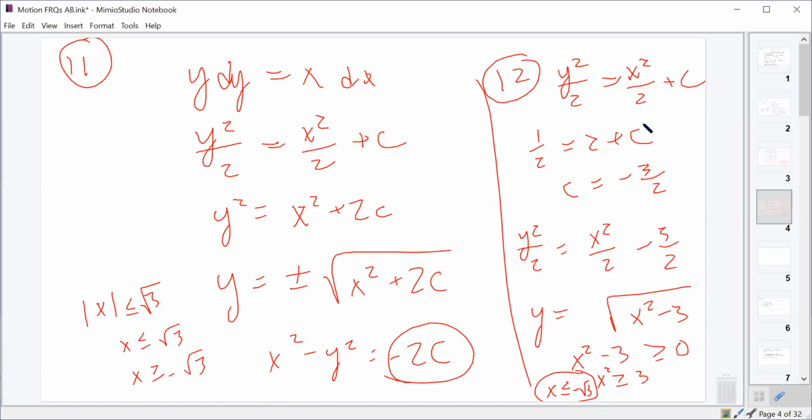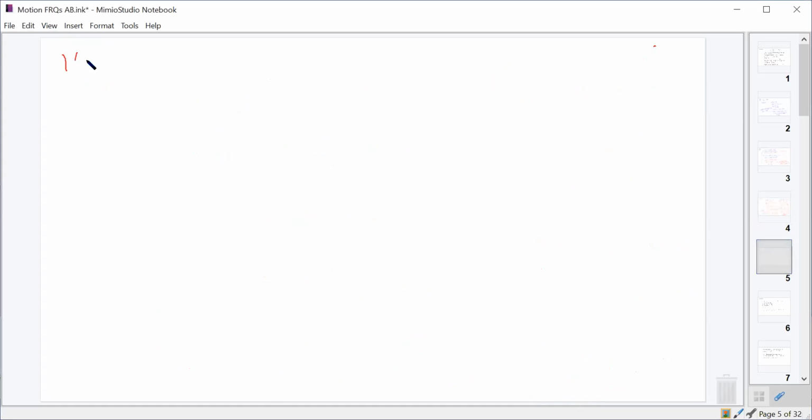All right. Let's see here. Next question is 16. 16 says the general solution to x dy equals y dx. So we'll just separate the variables and solve. Dy over y equals dx over x.